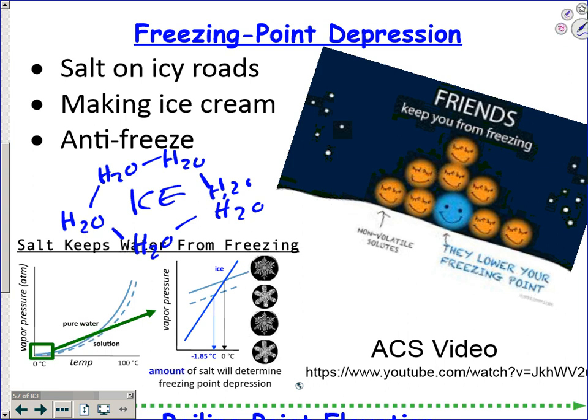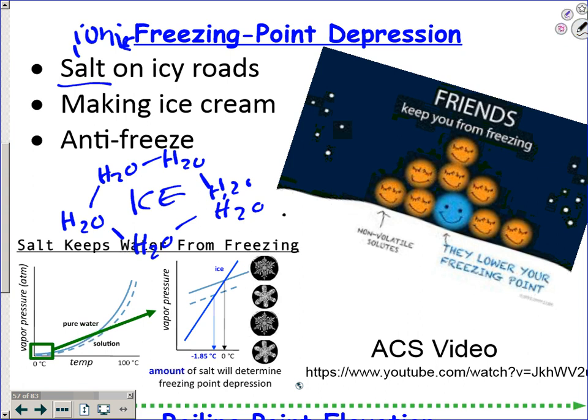Now, salt is a very generic term. It just means anything ionic. My people who read that article, what kind of salt did they put on the roads? Magnesium chloride or calcium chloride or sodium chloride. They put a lot of options out there for people to use.